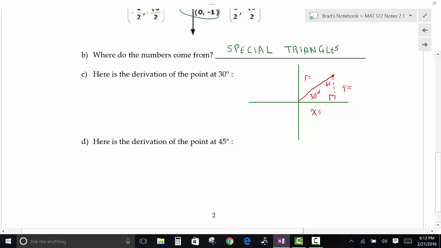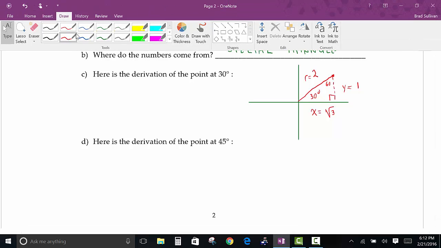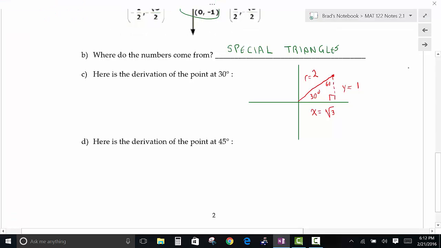And the sides went like this. The side opposite 30 was 1. The side opposite 60 was square root of 3. Now, what we had in this was 2. So we had that triangle I said was easy as 1, 2, square root of 3. Well, here's how you come up with these points. If I wanted this thing to become a unit circle, I don't want the radius to be 2, I want it to be 1. So I can divide every side of this special triangle by 2, and I get a unit circle.